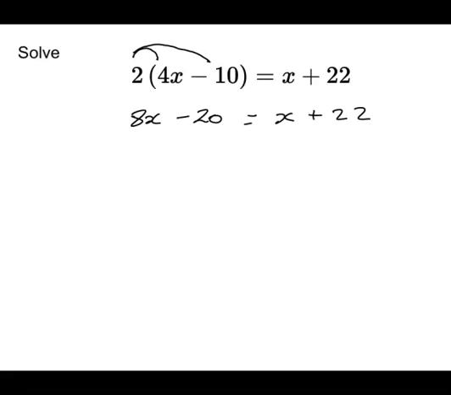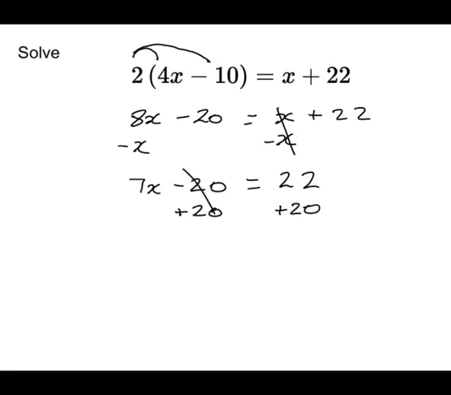Now this is us just now back into the first two questions that we've done. So first of all I want to get rid of the x, so it's take away x on both sides. So 8x take away x is 7x, and what we're left with is minus 20 equals, these two cancel each other out, and we're left with 22. Next step, I want to get rid of the minus 20, so we add 20 to both sides. These two cancel each other out, and we're left with 7x equals 42.